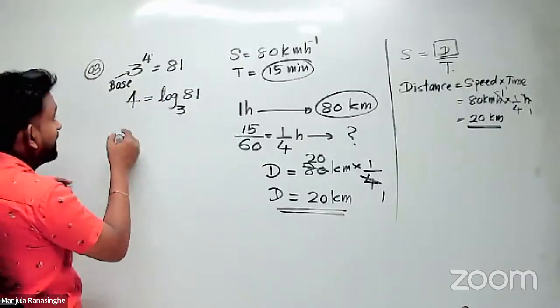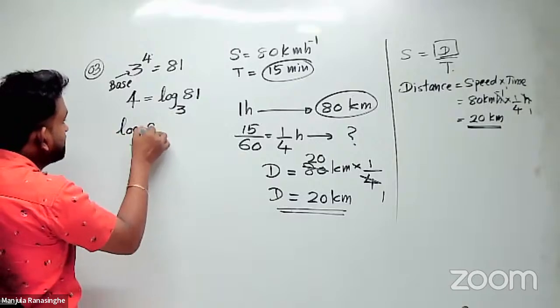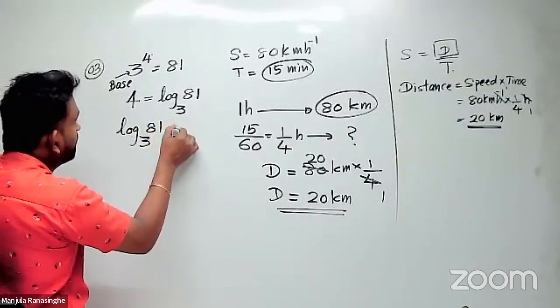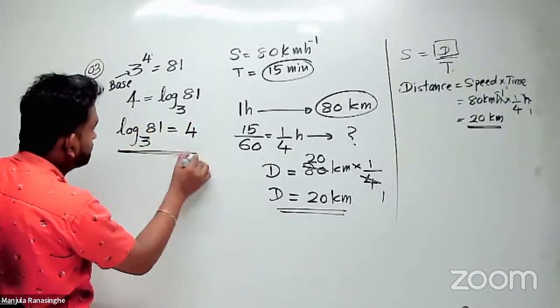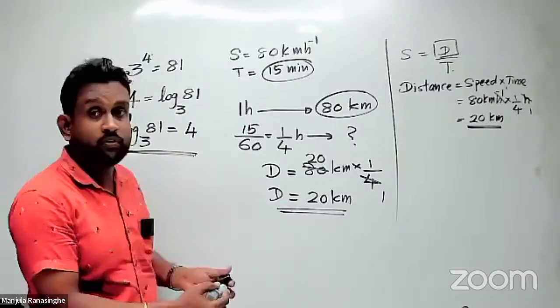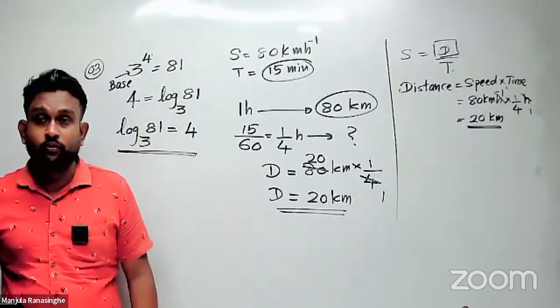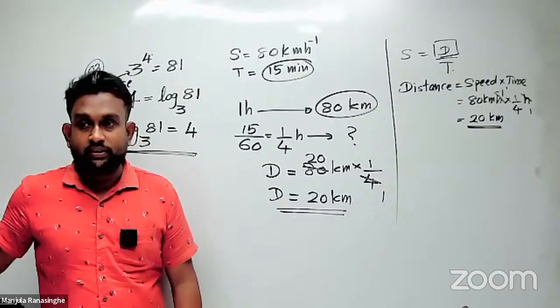You can exchange the sides even. Logarithm of 81 to the base 3 equals 4. That is the answer. Okay, logarithm of 81 to the base 3 equals 4. Right, correct it.